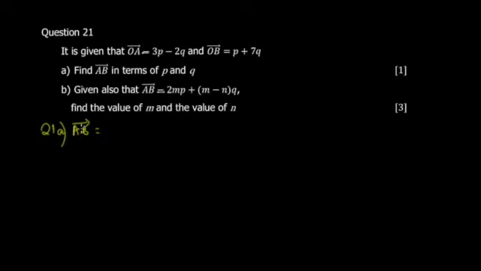When you're asked to find AB when you're given these position vectors, what you do is you take the position vector of the second letter. The second letter is B, so the endpoint, and then minus the position vector of the start point. Start point would be OA. You're going from A to B. So the position vectors for B and A, you subtract those. The position vector for B comes first. So here you just substitute p plus 7q.